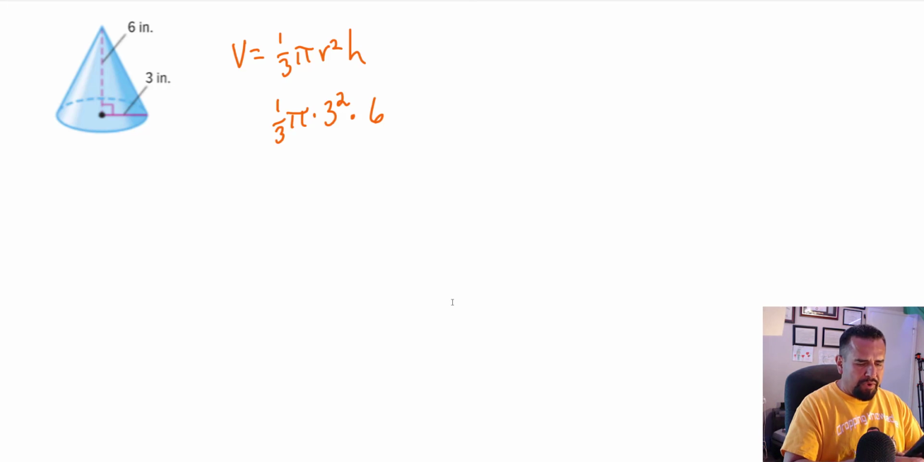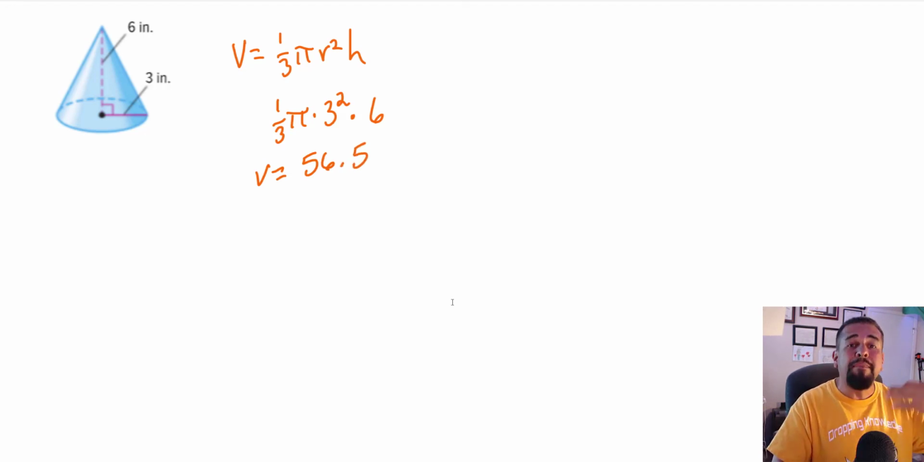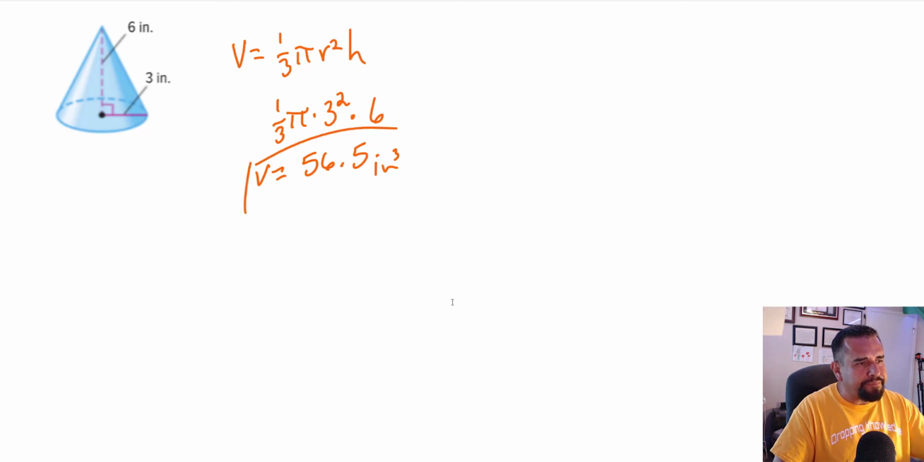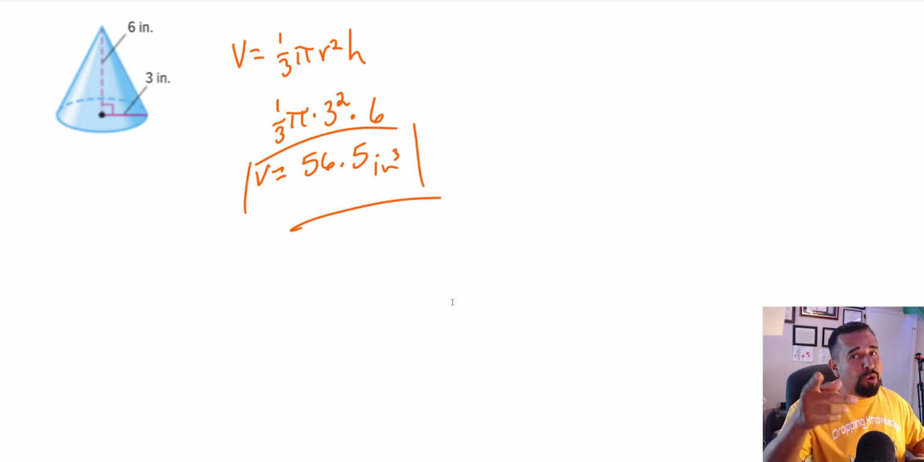Here we go. 1/3 times pi times 3 squared times 6. And we have 56.5. So the volume in this one is 56.5. Now I got 56.54866, blah, blah, blah. But we're rounding to the nearest tenth, remember. So I got 56.54. So that means I round to the nearest tenth, which is 5. And always write the measurement there to the third power because it's volume. And you're done. I hope you got the right answer.